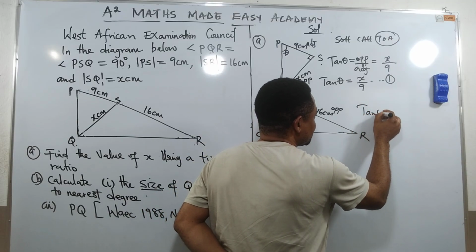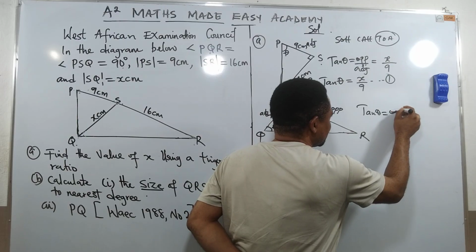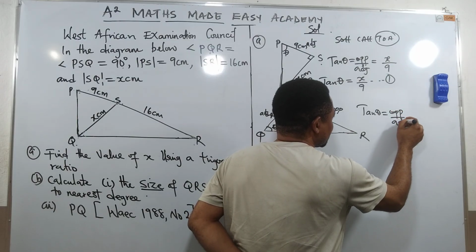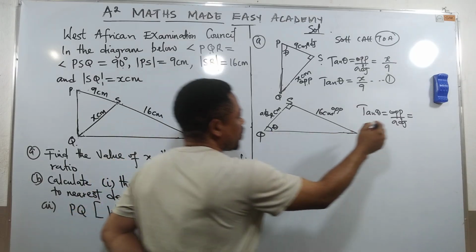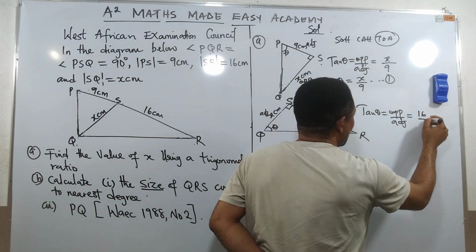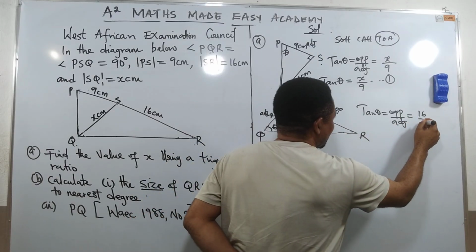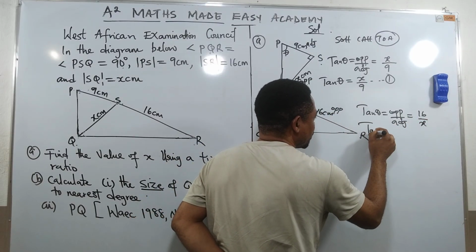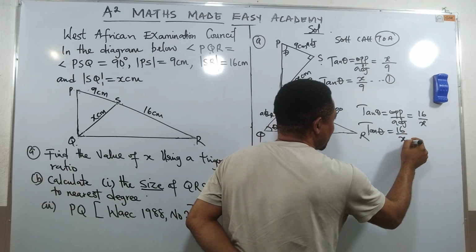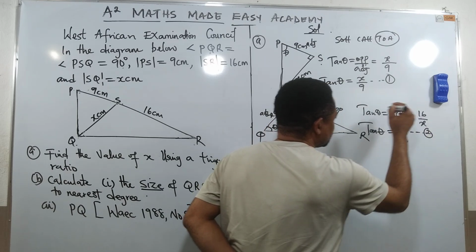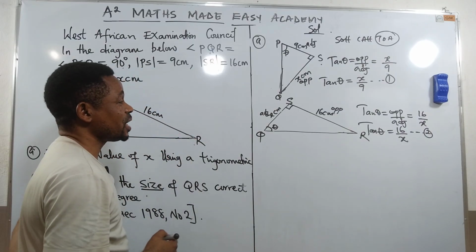I will still apply the rule of TOA, SOHCAHTOA. Tan theta is opposite over adjacent. Let us substitute. Opposite is 16, over adjacent, which is x. We now conclude that tan theta is 16 all over x. Call it equation 2.